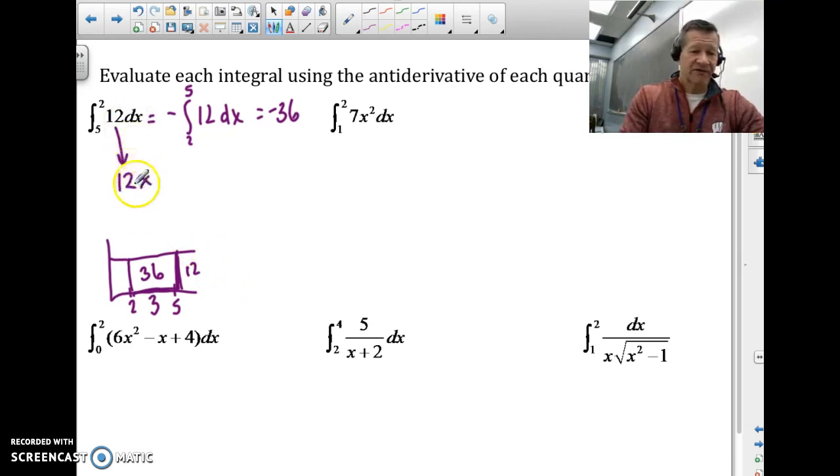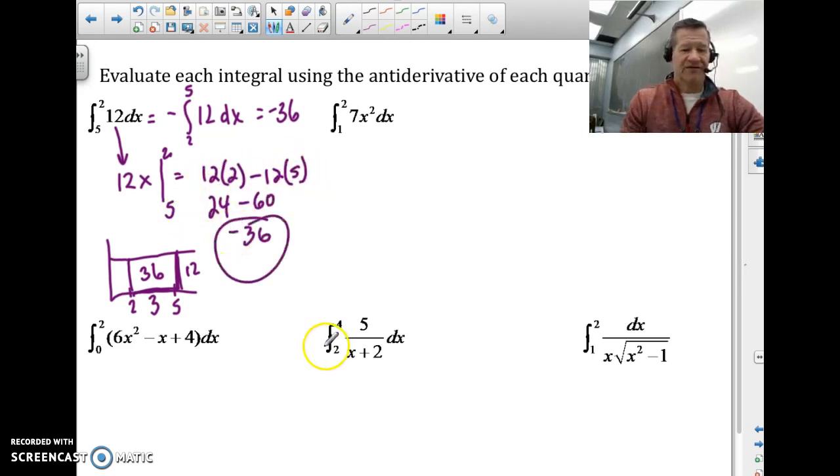I know the derivative of 12x is 12, so 12 must be the derivative of 12x. That's the antiderivative. So now if I evaluate that from 5 to 2, all I have to do then is plug in the upper limit, 12 times 2, minus plug in the lower limit, which is 5, so 12 times 5. That would give me 24 minus 60, which, there you go, sure enough, negative 36. Let's try the next one.